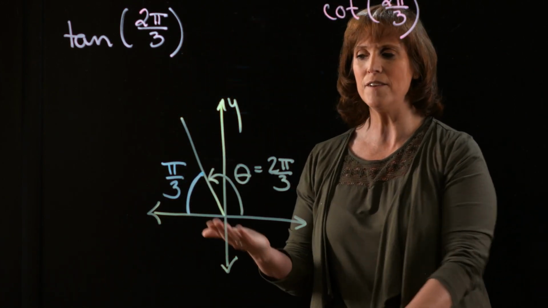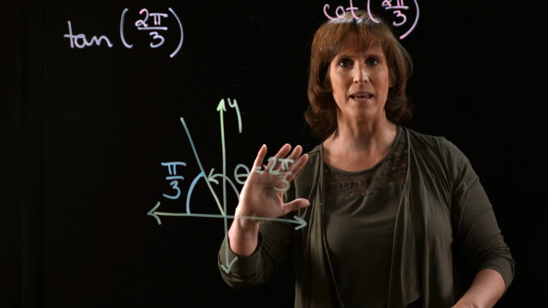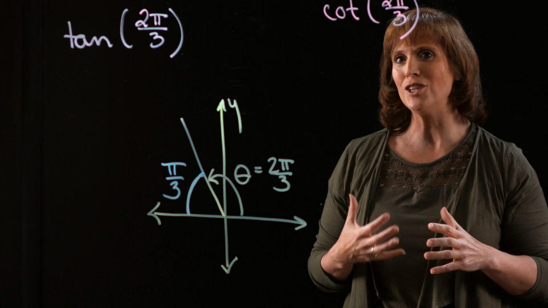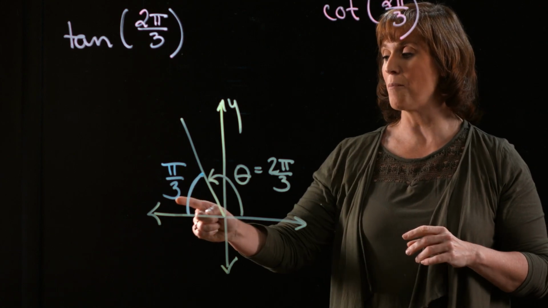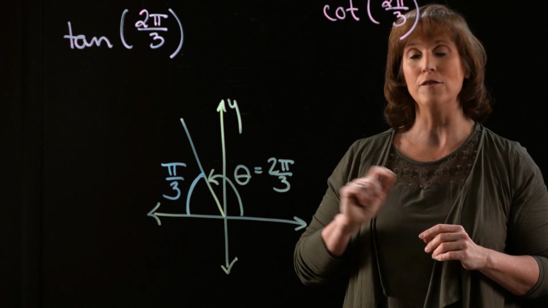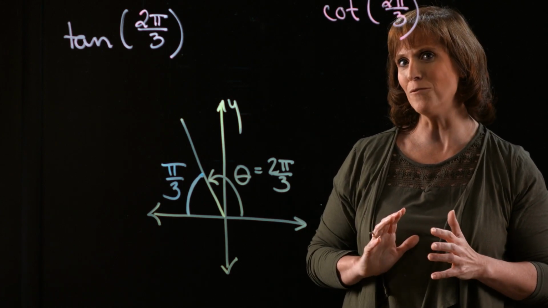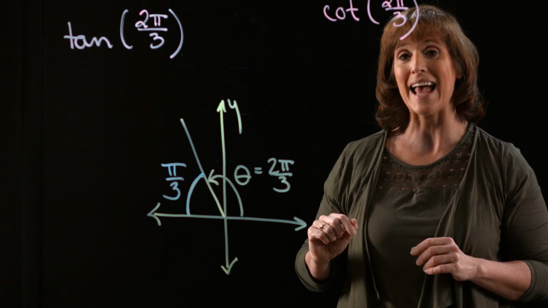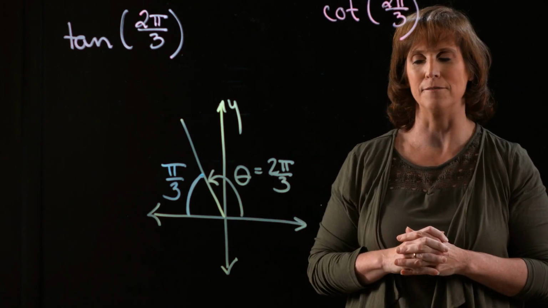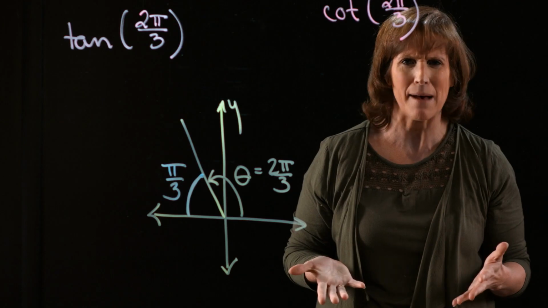Now, if you can kind of envision taking this angle and flipping it back into the first quadrant, you'll notice that all the ratios that I'm going to be using for my angle pi over 3 will be the same as those of 2 pi over 3. The only difference is that some of the values will be negative, where pi over 3, they'll all be positive. So, what does that mean?